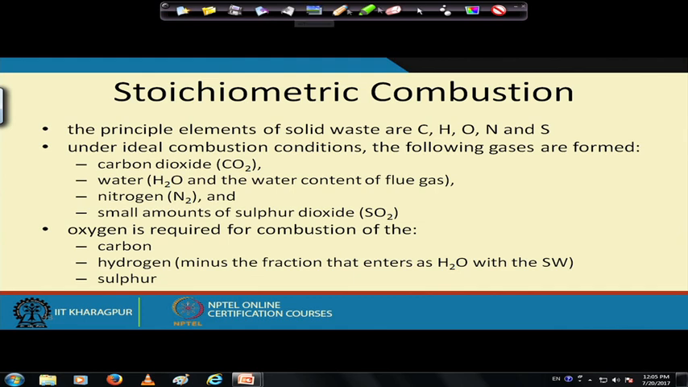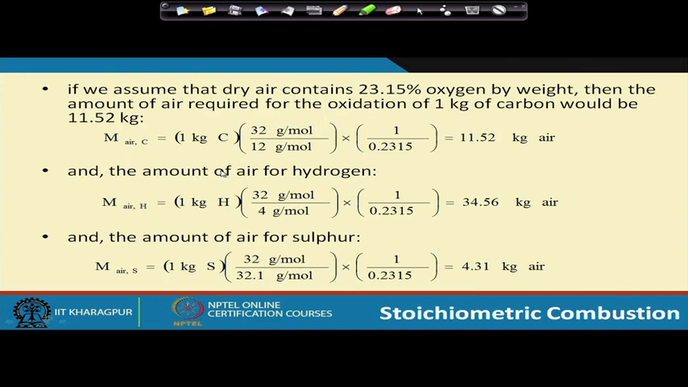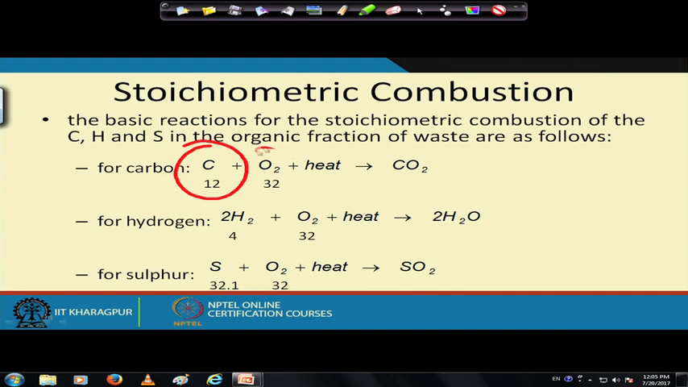When we say stoichiometric, we are basically going from first principles, as you may remember from earlier chemistry classes. 1 mole of carbon will react with 1 mole of oxygen, releasing some heat, and you get CO2 produced. Similarly, 2 moles of hydrogen react with 1 mole of oxygen, and 1 mole of sulfur reacts with 1 mole of oxygen. These are very basic things you had in high school chemistry.